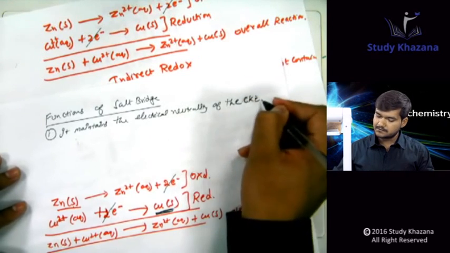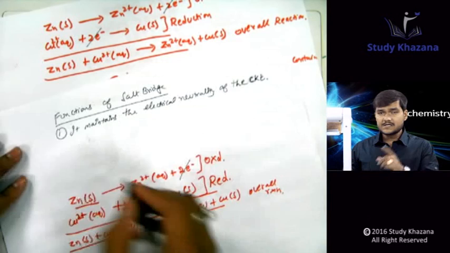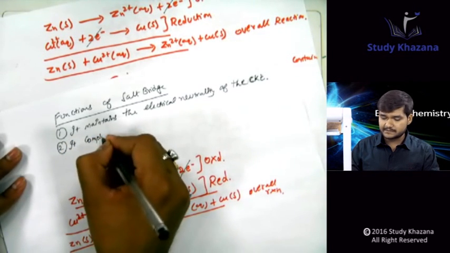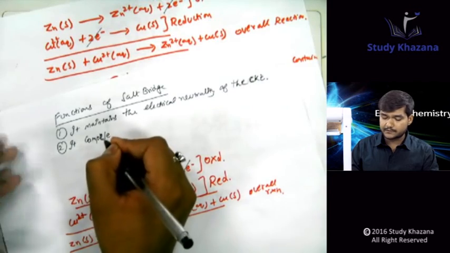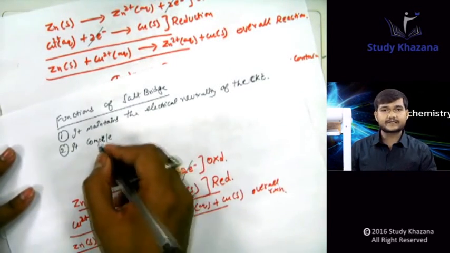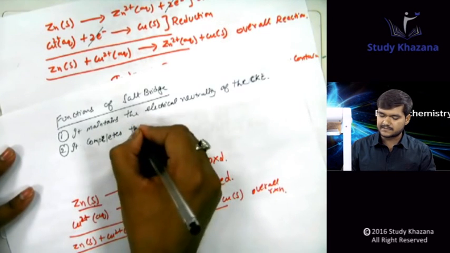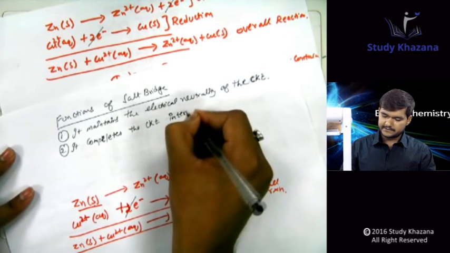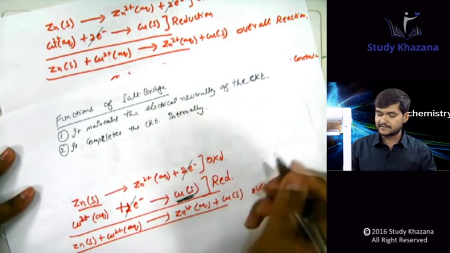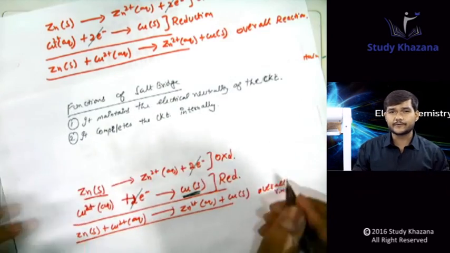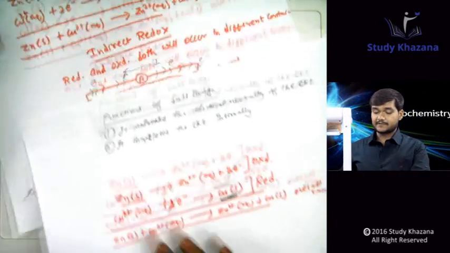It maintains the electrical neutrality of the circuit. Second, you already know now, for electric current to flow there must be a complete circuit, a closed path of electric current. So it completes the circuit internally. So these are the two important functions of salt bridge I have told you.